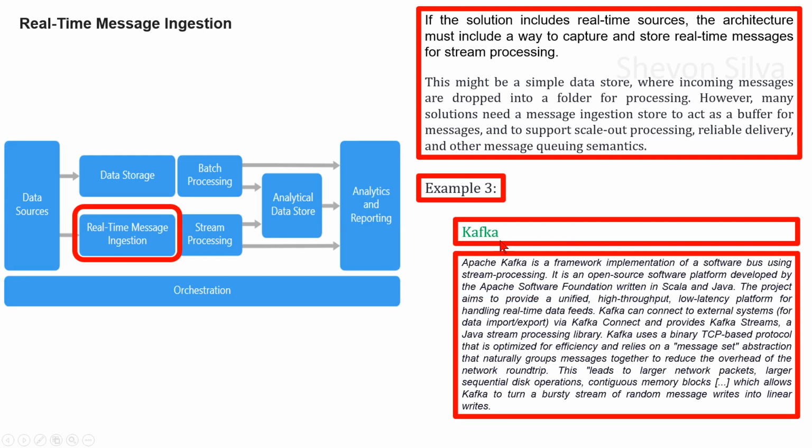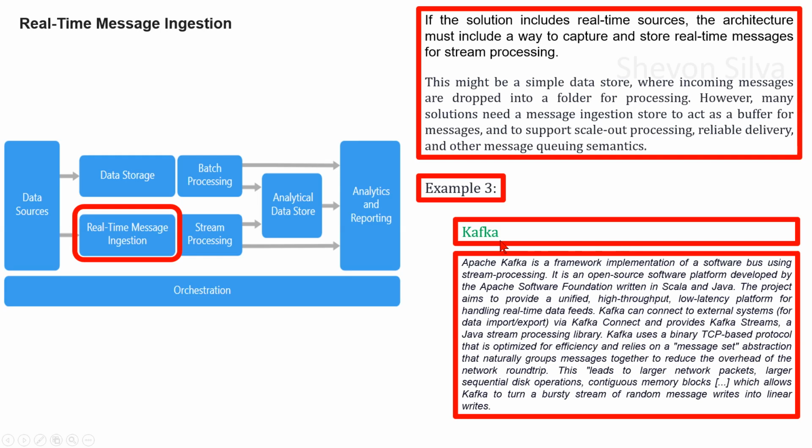As another example, we can consider Kafka. Apache Kafka is a framework implementation of a software bus using stream processing. It is an open source software platform developed by the Apache Software Foundation, written in Scala and Java. The project aims to provide a unified, high-throughput, low-latency platform for handling real-time data feeds.